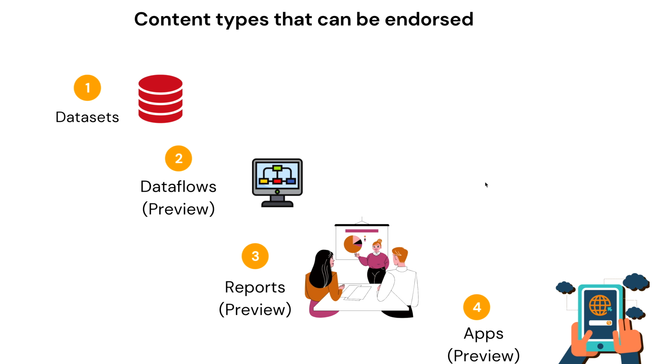Now let's talk about the different types of content that can be endorsed. So in Power BI, we can endorse datasets. This was the very first content that was available in Power BI to promote or to certify. Nowadays, we also have dataflows, reports and apps that we can certify. But you should remember that dataflows, reports and apps are in preview. They are not generally available as of now.